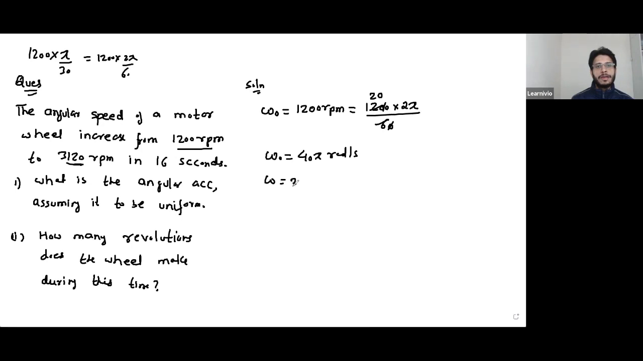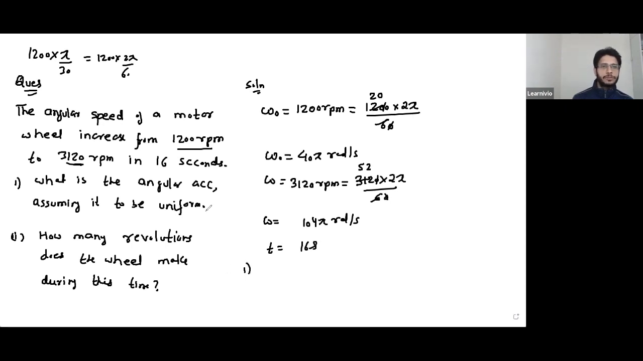Second, omega. Omega is 3120 RPM. So 3120 RPM basically means 3120 into 2 pi by 60. Yes, Noor, you're correct. This gets cancelled out. 6 5 is 30, 6 is 12. So your omega comes out to be 104 pi radian per second. Your time is 16 seconds.